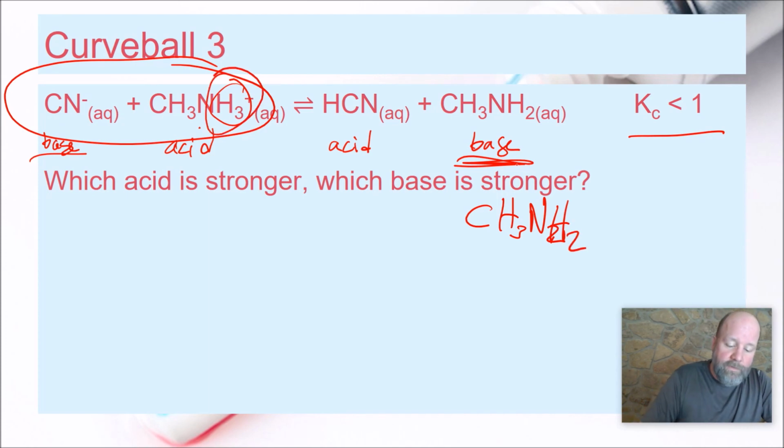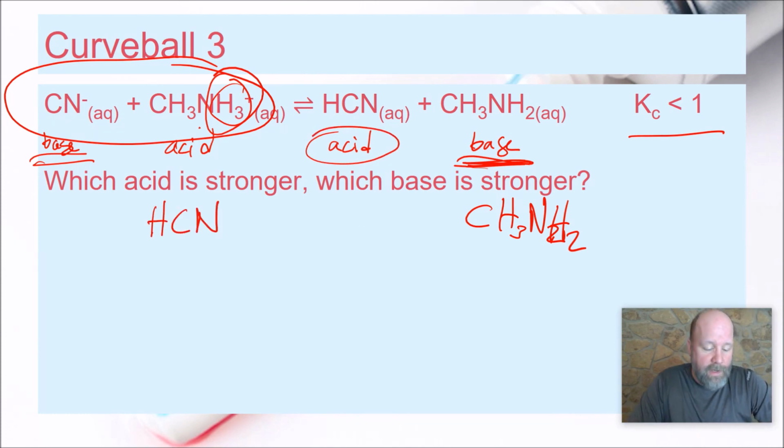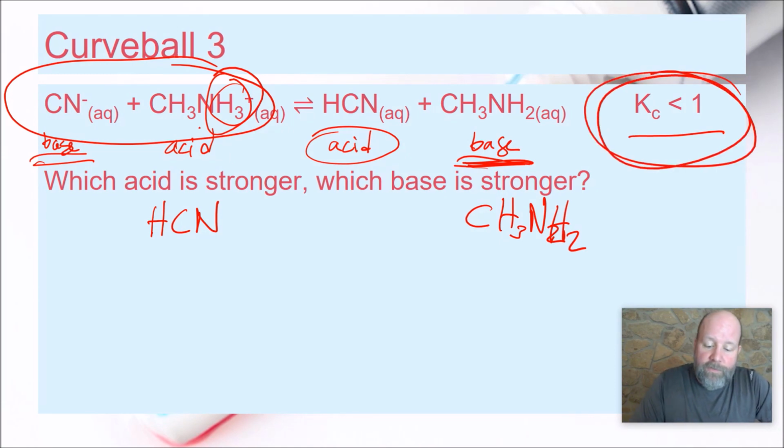So if this is the stronger base, then this must be the weaker base, which means that this must be the stronger acid. So HCN is the stronger acid. It makes sense too, because the stronger acid is going to really want to get rid of that proton more than the other guy. So it's going to give that proton. And when it gives its proton, this reaction goes to the left. So that also drives this reaction to the left. And those two things are what's making Kc less than 1, which makes this reaction go to the left. So these are the two answers to this one.